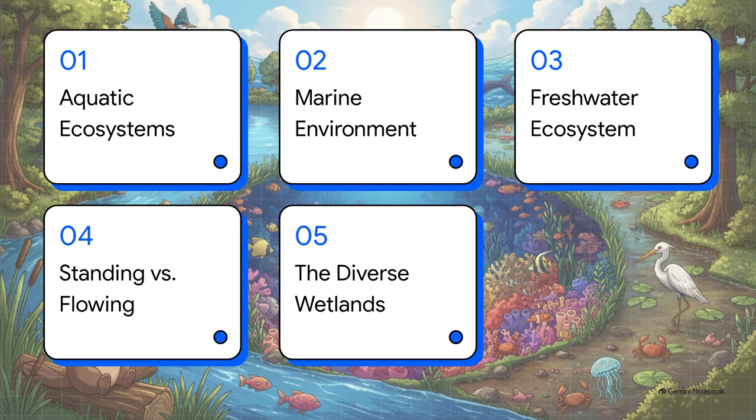Here's a quick look at the journey we'll be taking today. First, a welcome to aquatic ecosystems. Then we'll map out the massive marine environment before shrinking all the way down to the rare freshwater ecosystem. Next, we'll compare standing versus flowing water, and finally, we'll wrap up with the highly diverse wetlands.